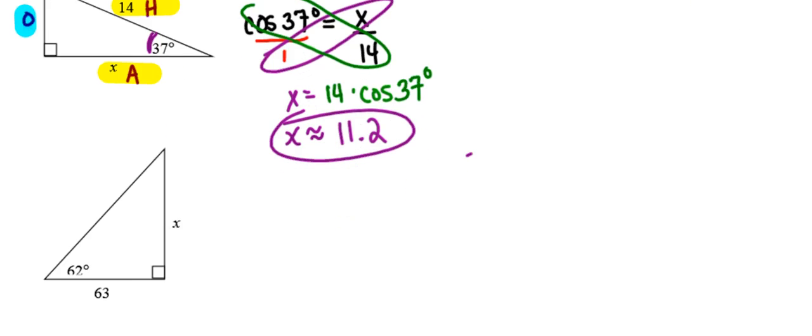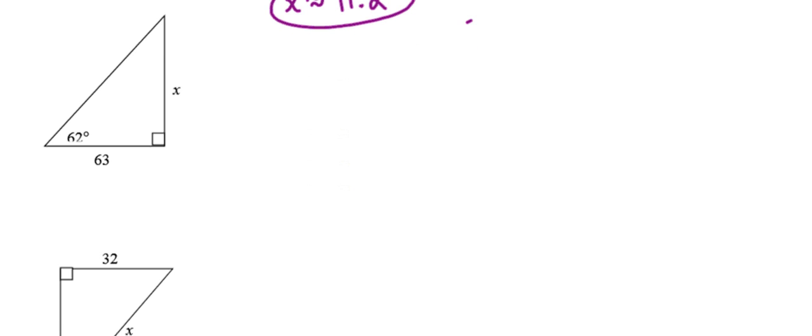All right, I'm going to go on and take a look at the second one. The first thing I'm going to do is label my opposite, my adjacent, and my hypotenuse. The hypotenuse is going to be opposite the right angle. The acute angle that I'm being given here to work with is that 62 degrees. The side opposite that is x. The side adjacent to that is 63.